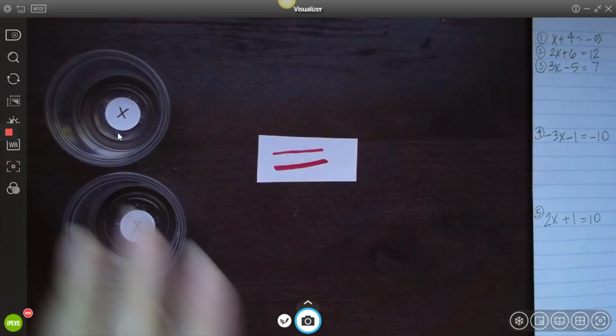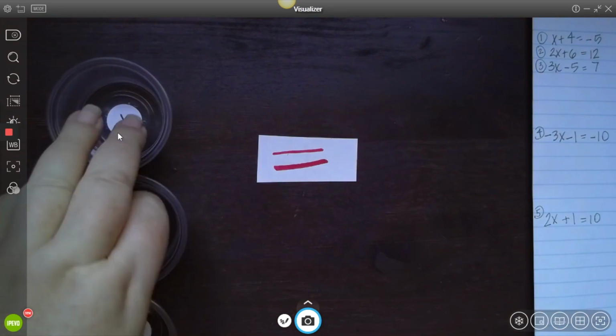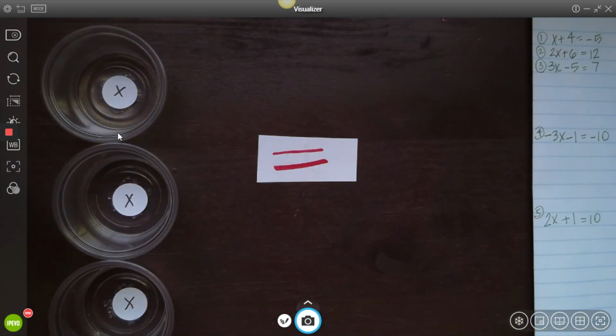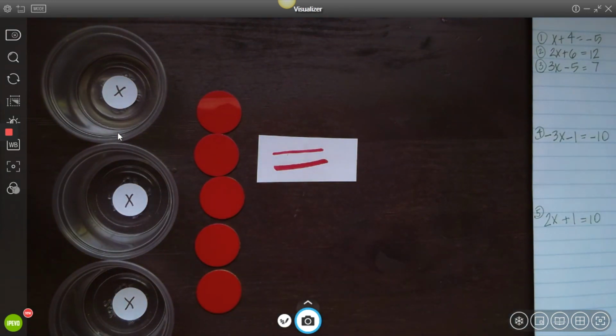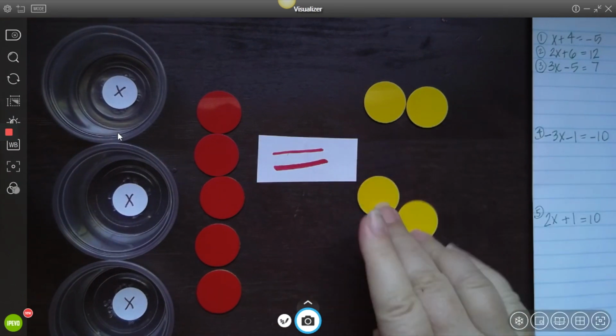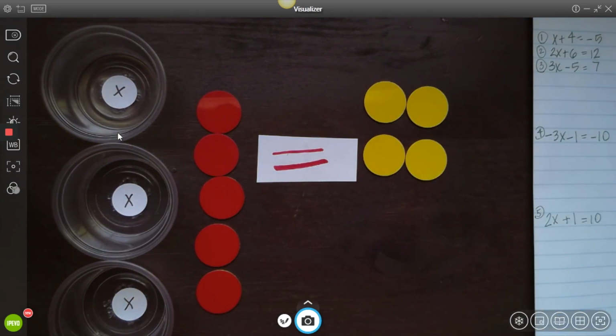Here's my 3 x's. Scoot them up a little bit. Okay. And then I need a negative or minus 5 or negative 5. So I'm going to place those right here. So all that is what I need for the left-hand side of this equation. And now the right-hand side. So on the right-hand side, it's positive 7. So I will place 7 chips, 7 yellow chips on the right-hand side.